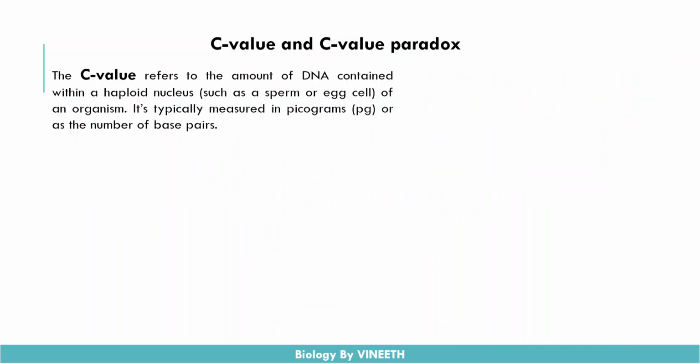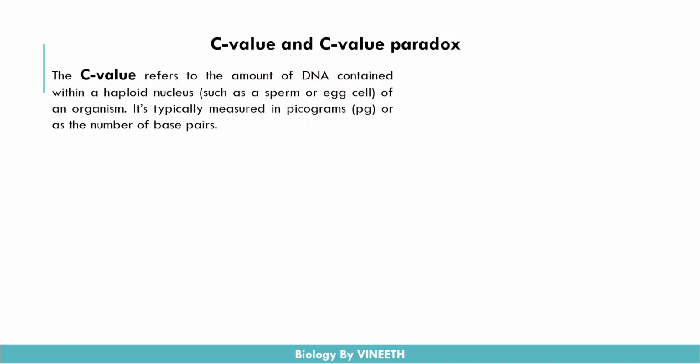And then we have the C-value and the C-value paradox. The C-value refers to the amount of DNA present in the haploid nucleus. I'm not talking about the diploid cell, I'm talking about the haploid cell. Whatever genome is present in the haploid cell nucleus, that amount of the genome is usually represented in picograms. That is called the C-value.